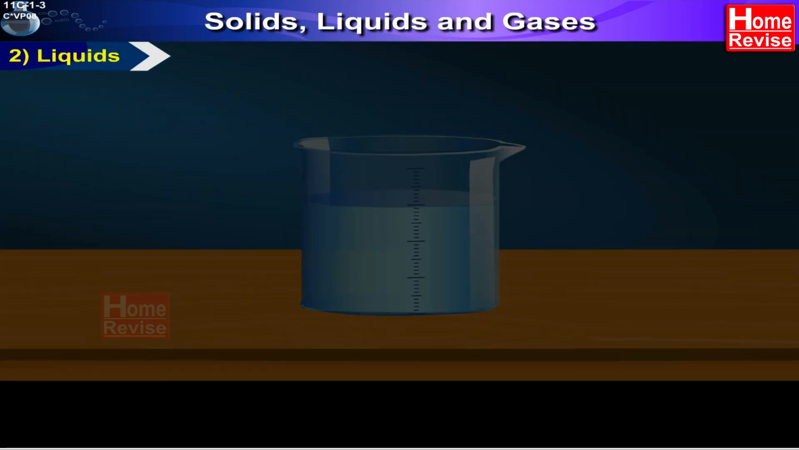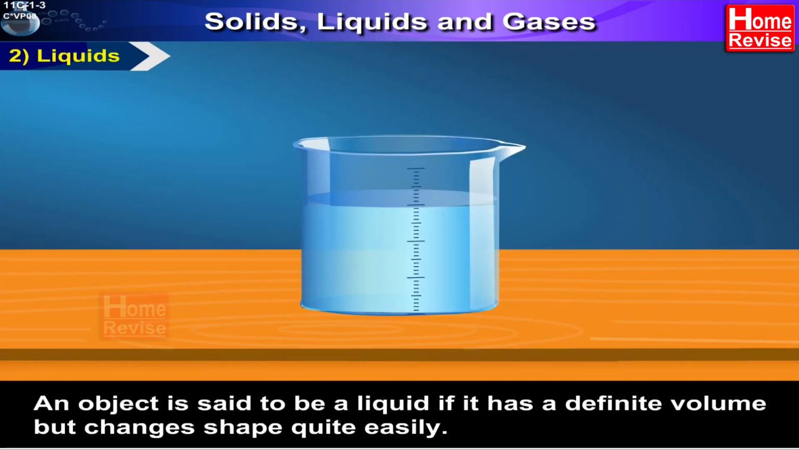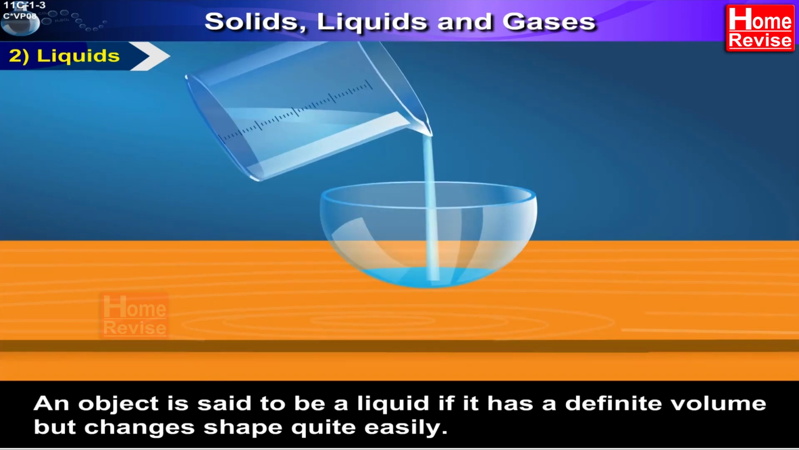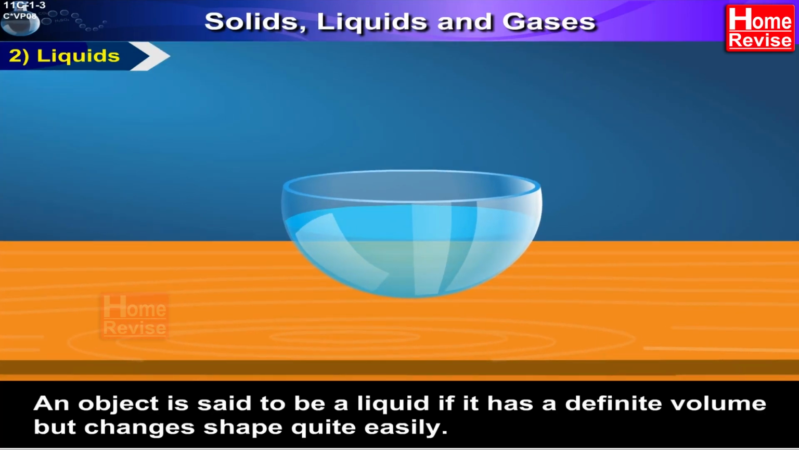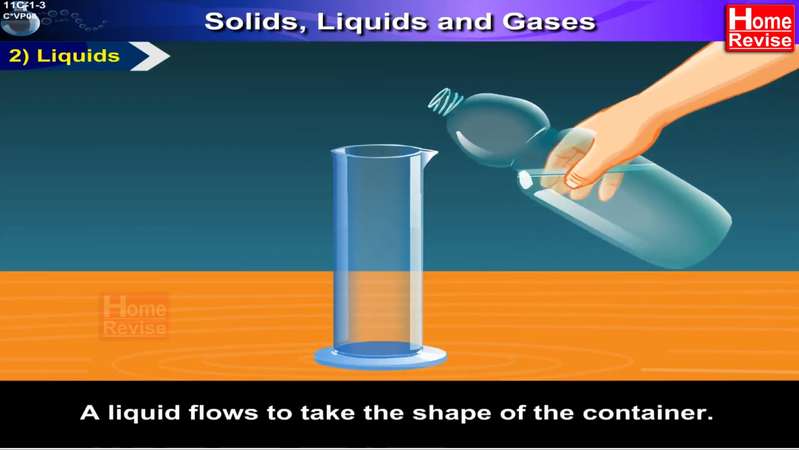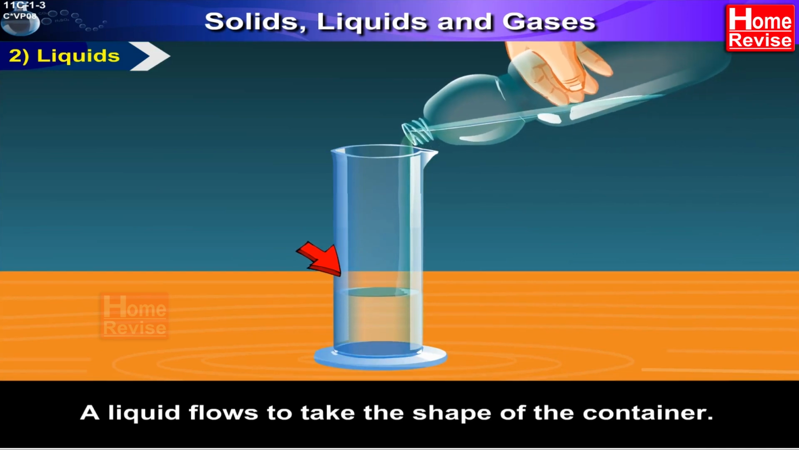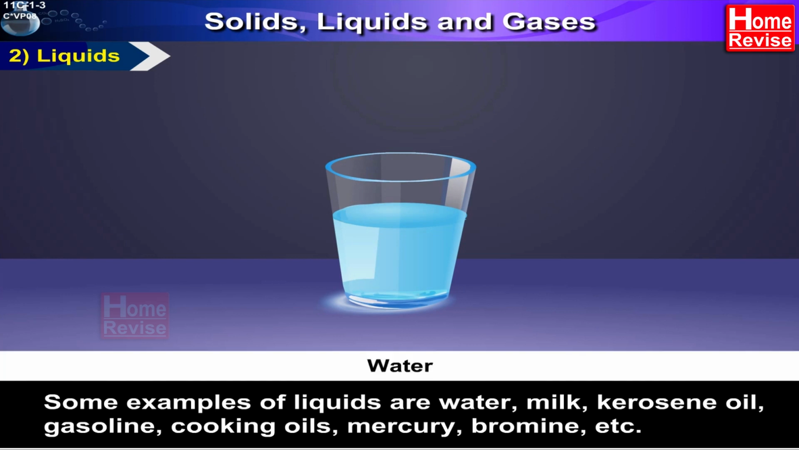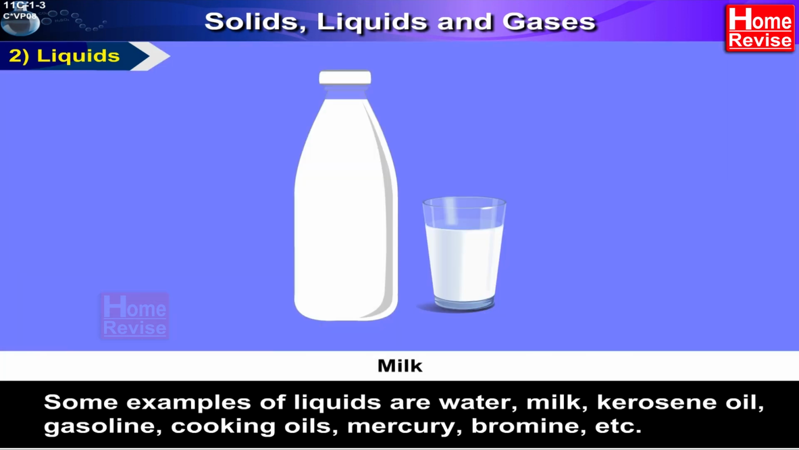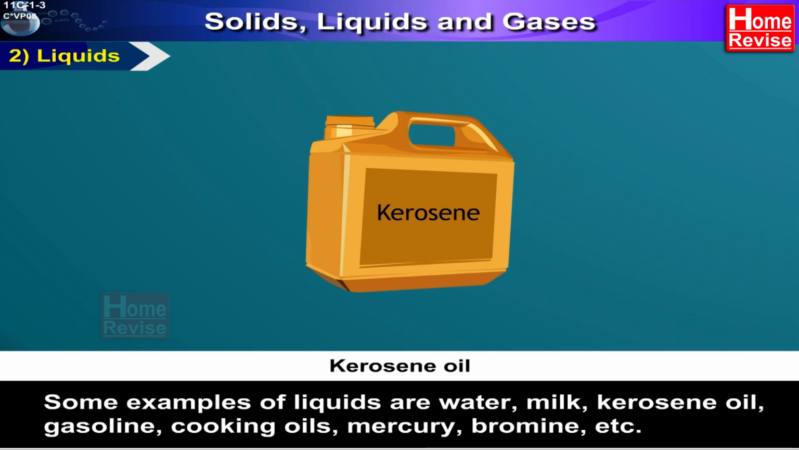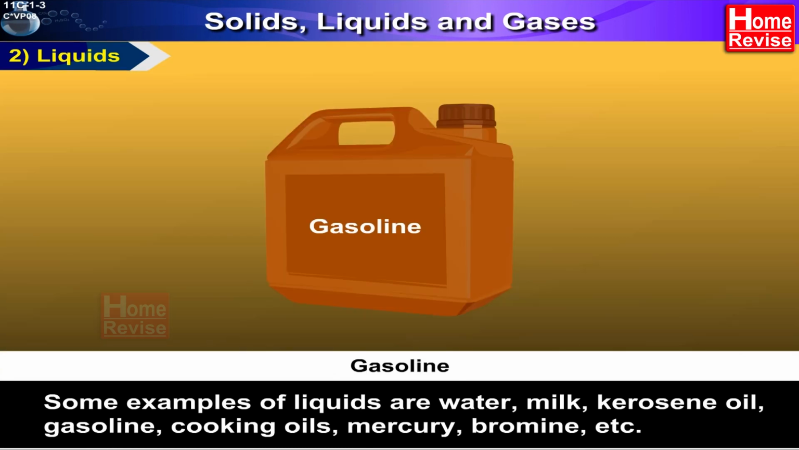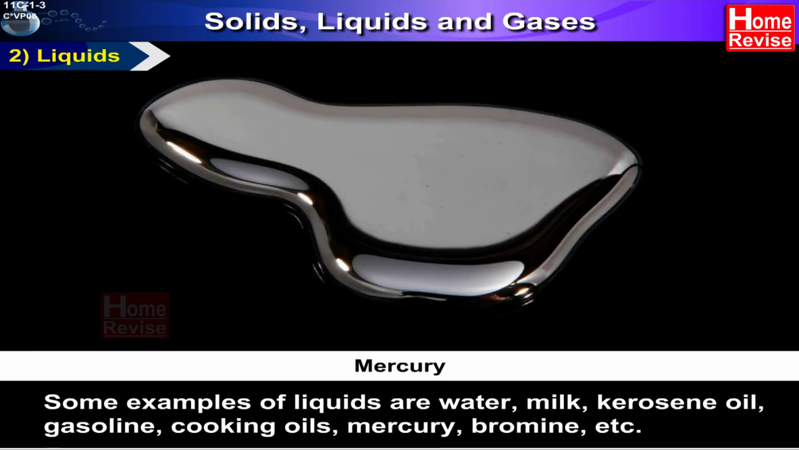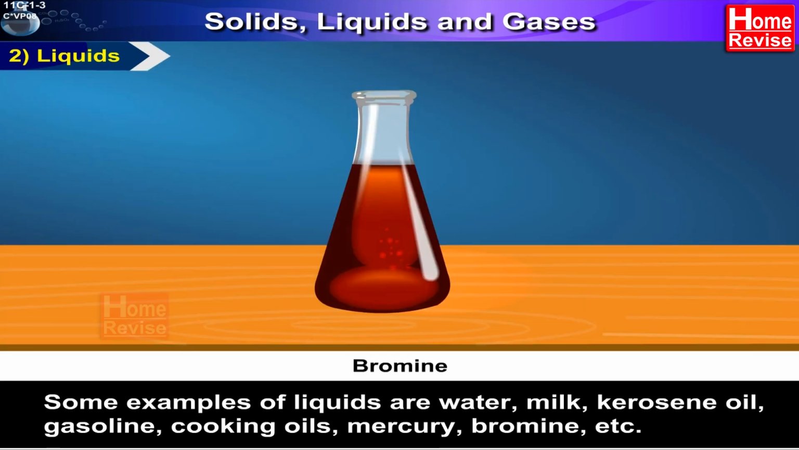2. Liquids. An object is said to be a liquid if it has a definite volume but changes shape quite easily. A liquid flows to take the shape of the container. Some examples of liquids are water, milk, kerosene oil, gasoline, cooking oils, mercury, bromine, etc.